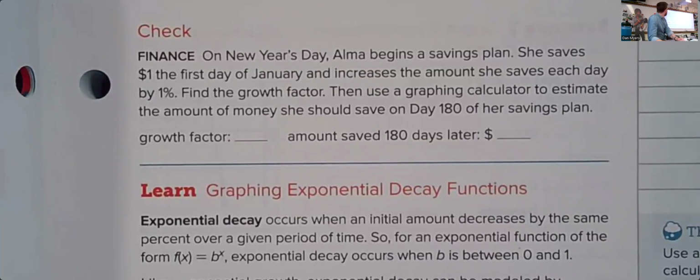On New Year's Day, Alma begins a savings plan. She saves $1 on the first day of January and increases the amount she saves each day by 1%. Find the growth factor. Then use a graphing calculator to estimate the amount of money she should save on day 180 of her savings plan. So this is the amount of money that she's putting into her savings account, not how much money she has in her savings account. But go ahead and work through this one real quick.